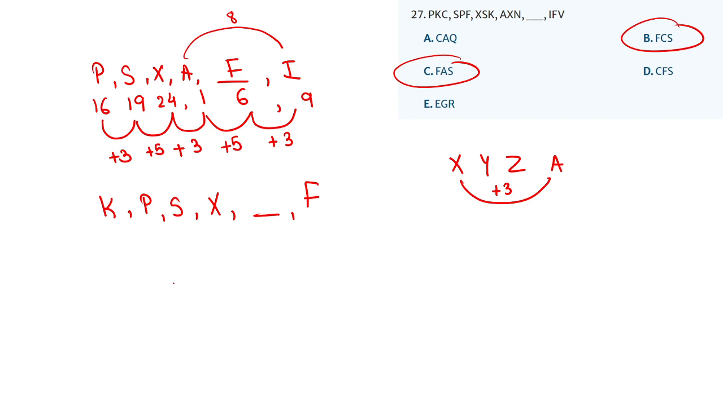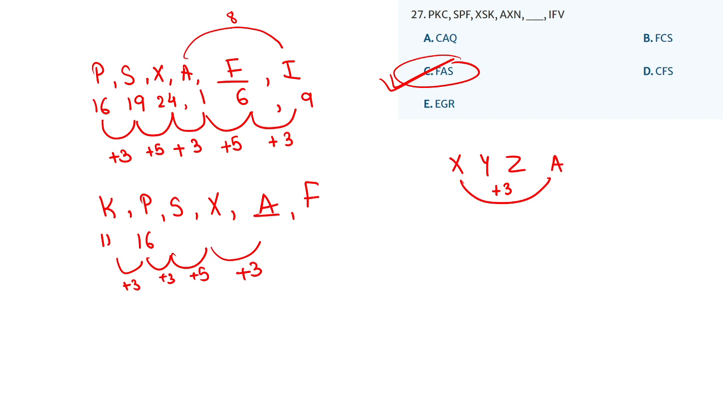So the K was at the place of 11. It is nothing but P. P is nothing but at place of 16. I think the pattern is of plus. Okay, yes, correct. It is +5, then +3, then +5, then it should be +3. और हमें पता है कि +3 पे A आने वाला है. So the correct option is nothing but this and not this. Right? So FAS is nothing but the correct answer.